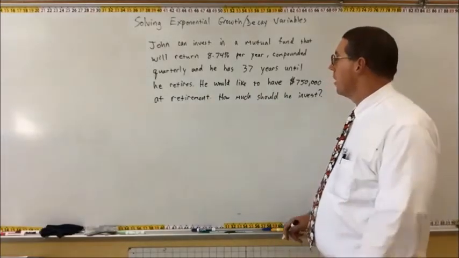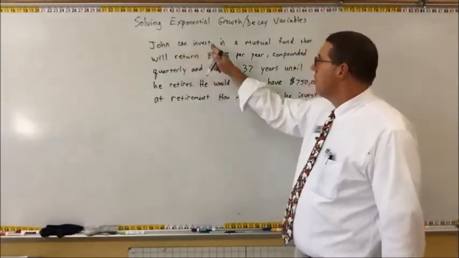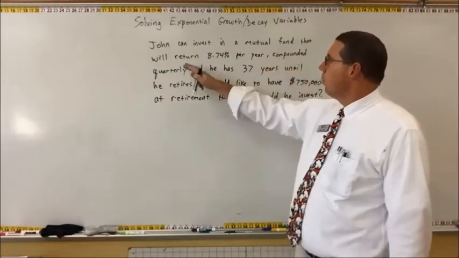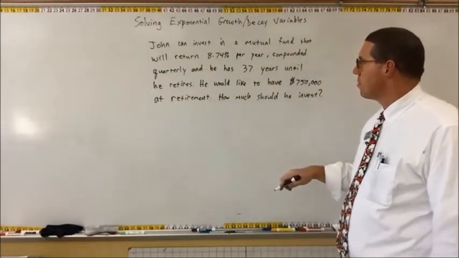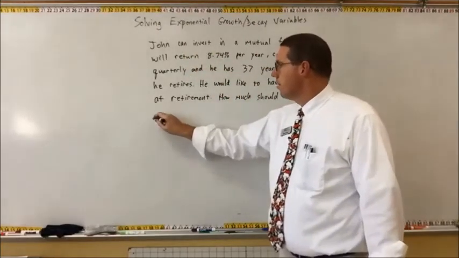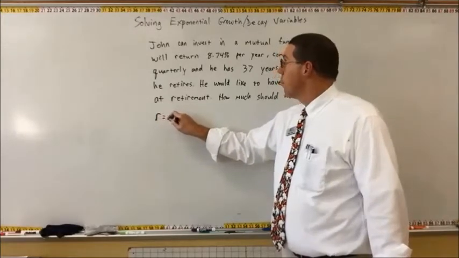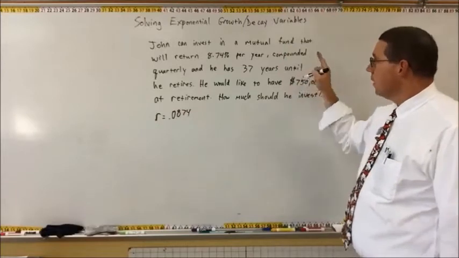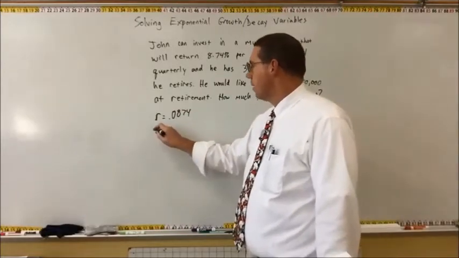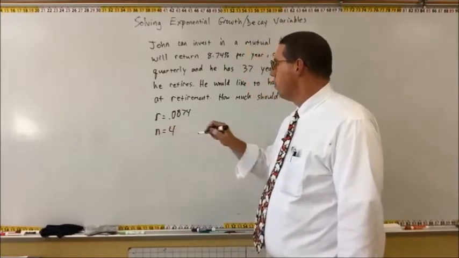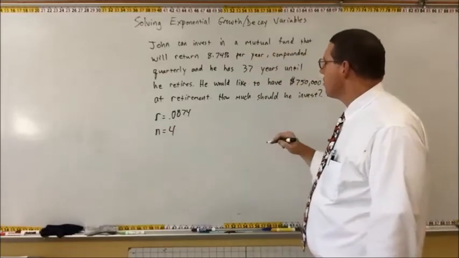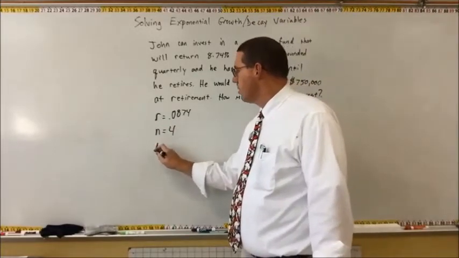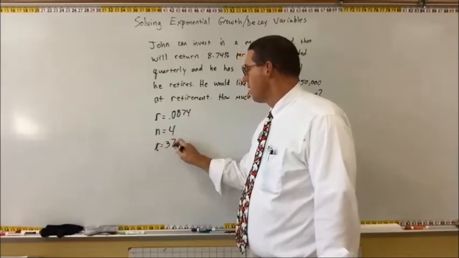So in this particular case, it says, John can invest in a mutual fund that will return 8.74% per year. All right, so we know that R is 0.0874, compounded quarterly. If it's compounded quarterly, that means N is equal to 4. And he has 37 years until he retires. That means time is 37.